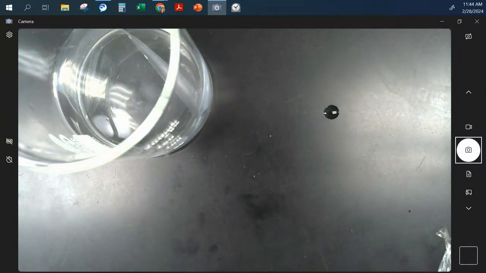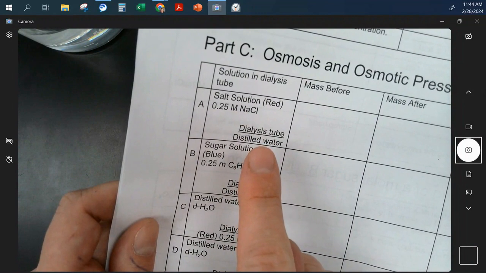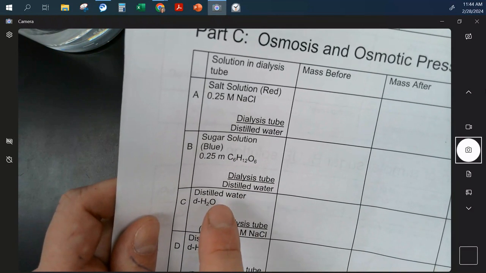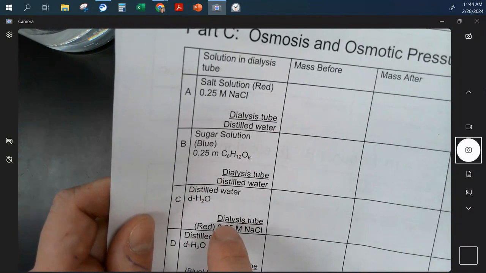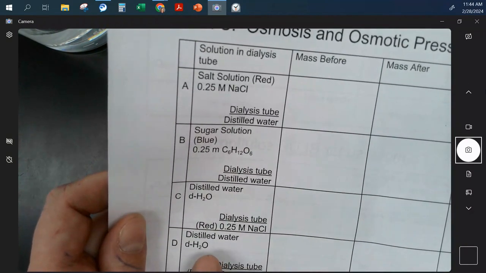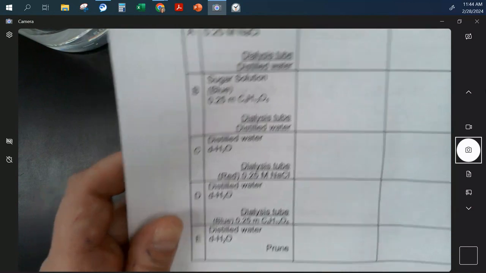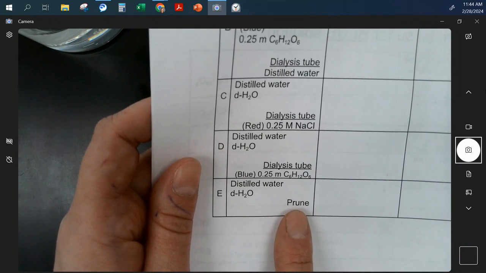So then you're going to put, I think it tells us here, oh, in the table. You put the salt solution packet in a distilled water beaker, and you take the sugar packet and put it in a different distilled water beaker. You put one of the packets that has distilled water in the rest of the salt solution, and another distilled water packet in the rest of the sugar solution. Then you put some water in a beaker and a prune. You put a prune in that one.